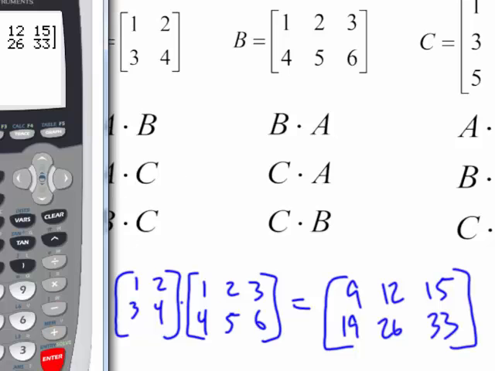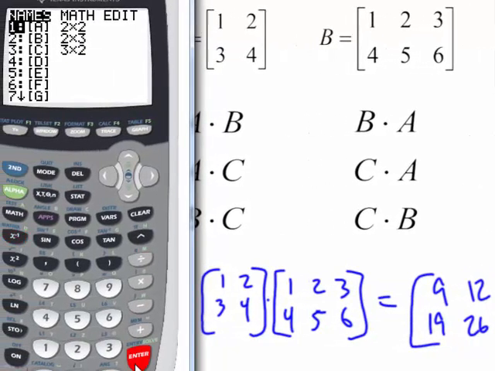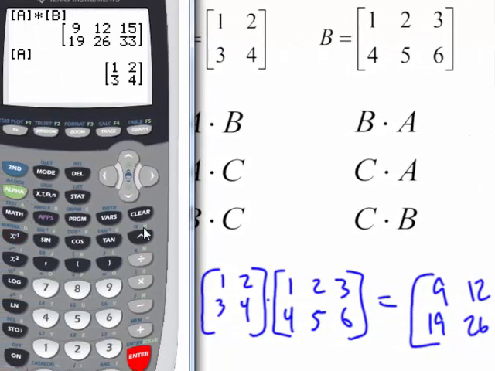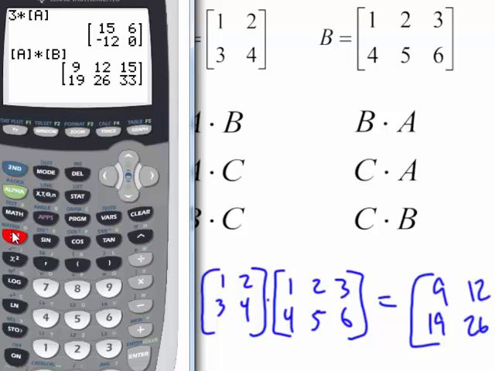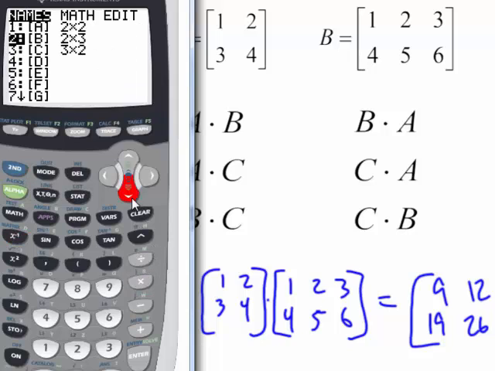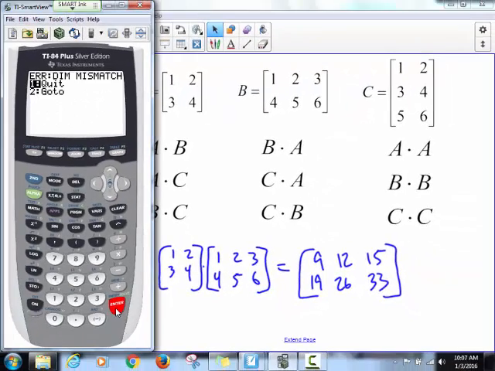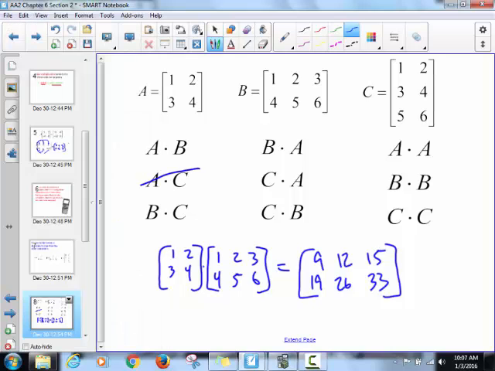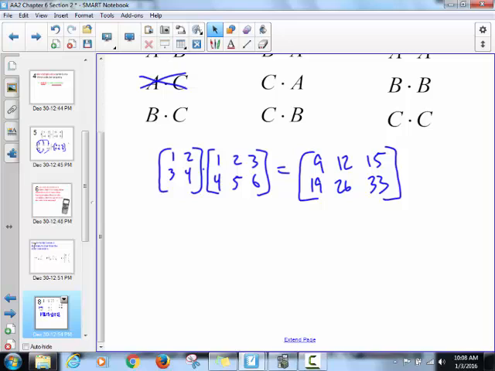Okay. Well, let's try A times C now. Let's see what that does. So second matrix, grab matrix A, and I'm going to multiply it by matrix C. I could just hit 3 as well to grab it. C and enter. Uh-oh, dimension mismatch. So this did not work. A times C did not work, so I'm going to cross this guy out. It didn't do A times C, but it did do A times B. So in order to figure this out, we have to discuss what's actually occurring here.